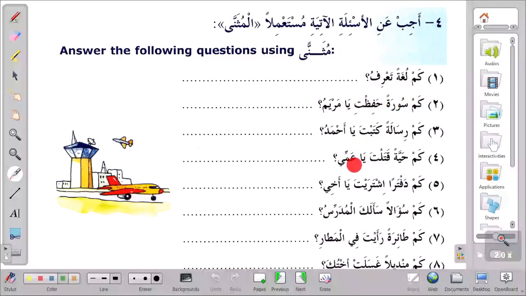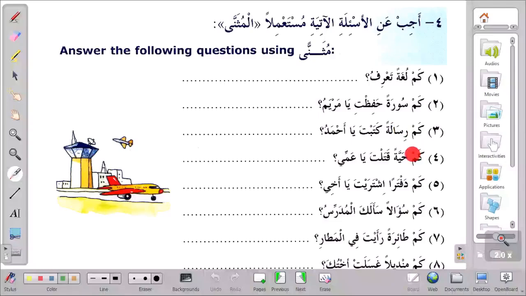Here on all these examples, they are going to be verbs. So كم سورة حفظت يا مريم؟ So Maryam will answer by saying حفظت سورتين. So suratayn, not suratani, because it's maf'ulun bihi, which is mansub. Kam risalatan katabta ya Ahmadu? So you see, kataba is a verb, risalatan is an object, maf'ulun bihi, which is mansub. So you say, katabtu risalatayni.